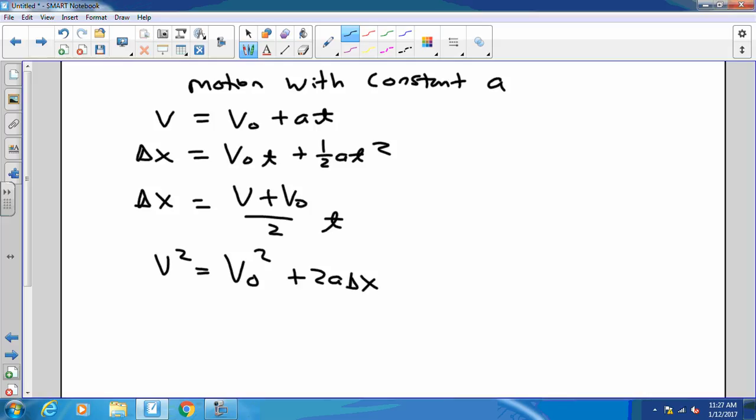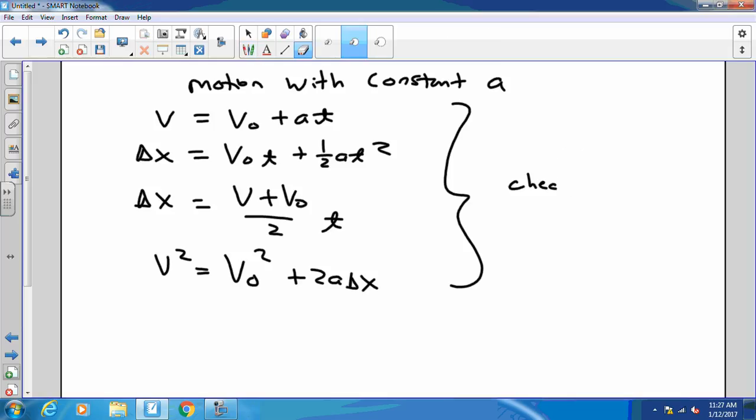But notice that the condition for using these equations is that I must have constant acceleration. If that condition is not met, these equations are not valid. So you do need to check to make sure. Check for constant acceleration first before you go using those equations.